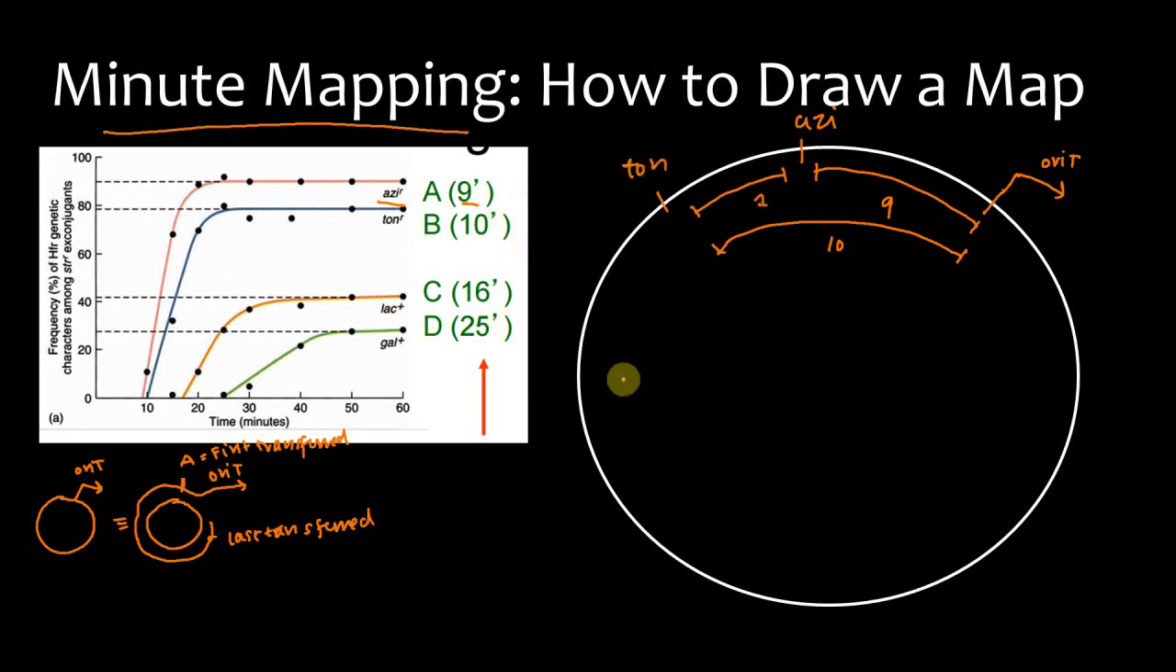Okay, and then the next one is 16. So this is going to be 6, because 16 minus 10 is 6. And here's the LAC. The last one is 25. So what is that? That is 14. Yeah, so we have 14 to gal. Okay, so if I wanted to draw this minimap, I would draw it like this.